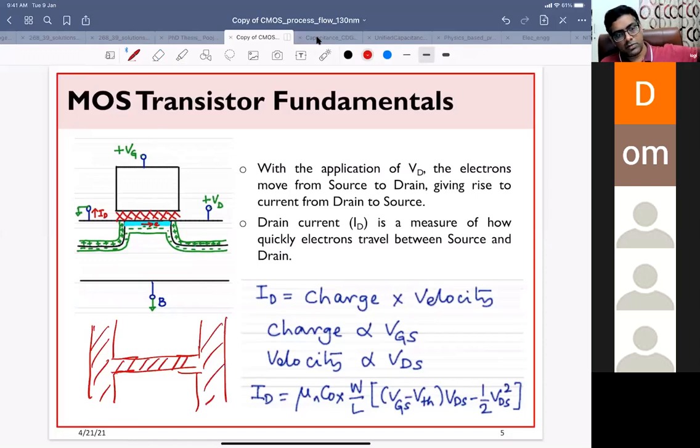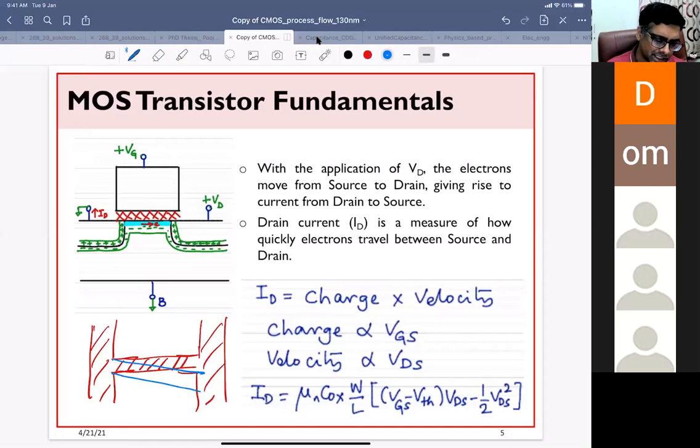For the water to flow from source to drain, I have to create a height difference. That means I have to pull it down. If I create this slope, then the water will flow from source to drain, and that is done in this case by applying a drain voltage, right? When you apply a potential difference, there is a voltage gradient. A voltage gradient means there is an energy gradient. Energy gradient means your electrons will go from the source side to the drain side. There is a current flow, right?